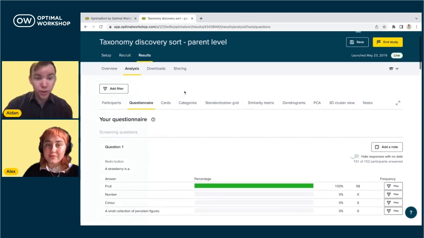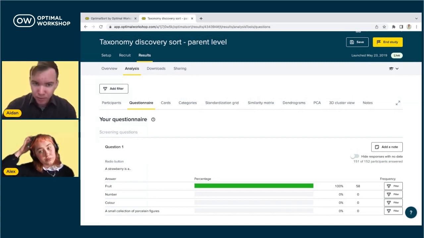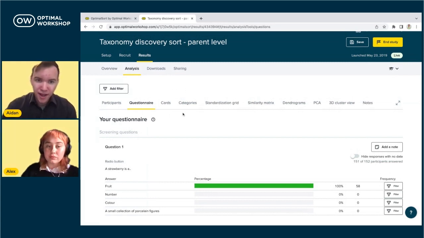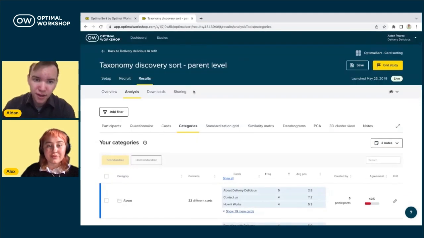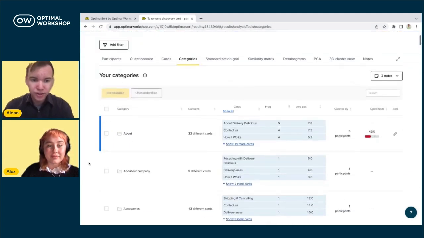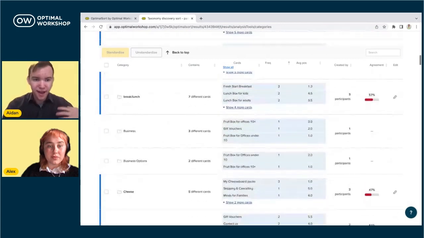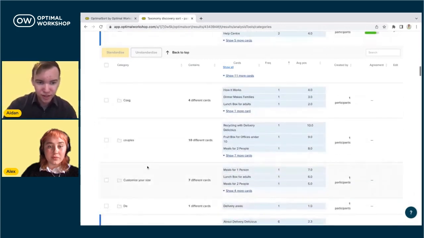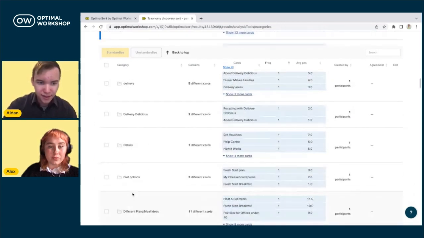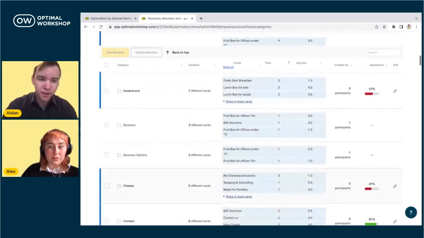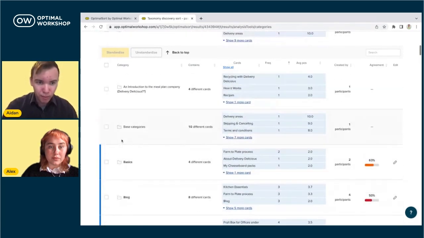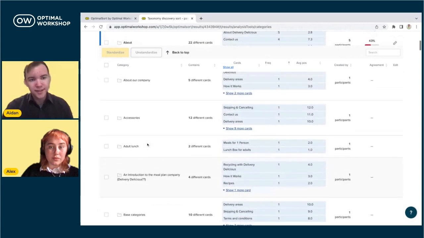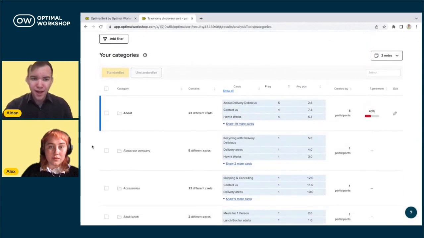So the first question to really ask is, what were the proposed category names that people had for this open card sort? To get this information, we're going to look in the cards and categories tabs. I'm going to look into the categories tab first. As I scroll down, I see a whole variety of categories that have been made and entered by each participant. We can see there's also a blue line next to some of these categories, and this is to show that some of these I've already standardized.